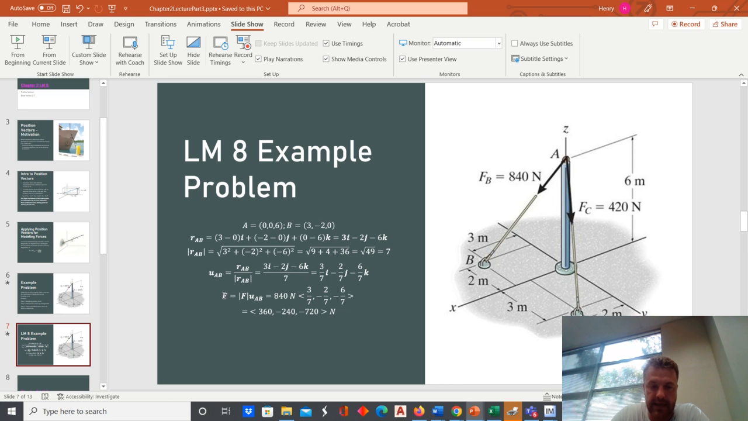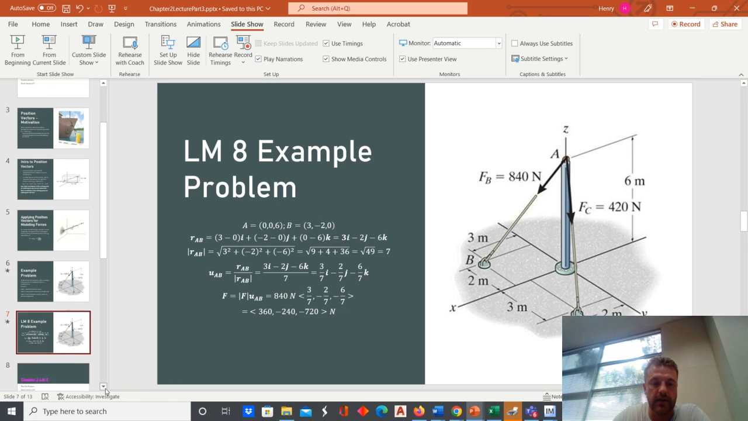If you do the math there, you'll see that this vector F has an x component of 360 newtons, a y component of minus 240 newtons, and a z component of minus 720 newtons. And you might ask, why does it turn out to have units of newtons? Well, the magnitude of the force is in newtons. However, the position vector has components in meters, and when you divide by its magnitude, which is also in meters, the unit vector from A to B is unitless. So when you scale this vector by a constant, it takes on the units of the constant, which in this case are newtons.